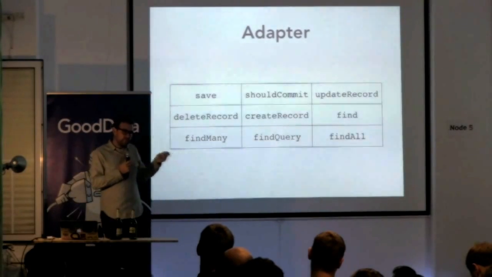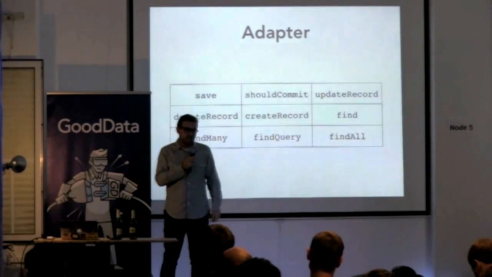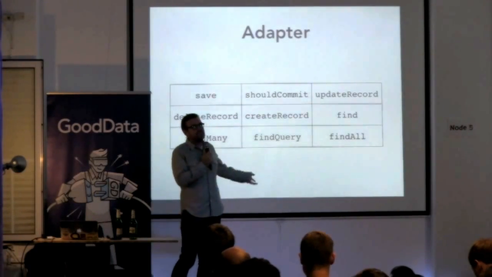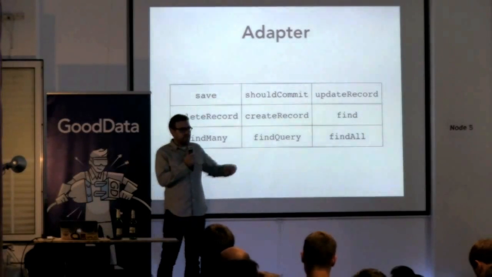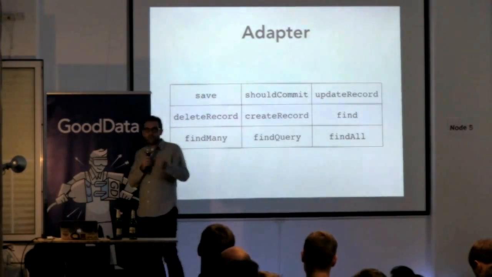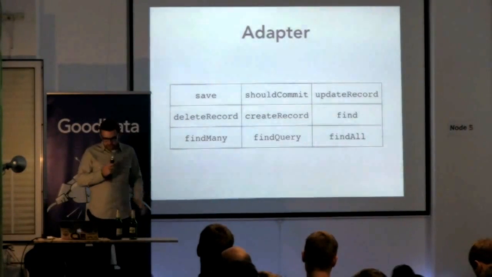So the adapter, for example, we can say save. Here's a bucket of all the records I'd like you to save. Should commit is a question. This is like the delegate, and you're asking the question, should I commit this particular record? Here's a record that I've updated. Please go save it. Delete record, create record. I'm trying to find a specific record. I'm trying to find many records.